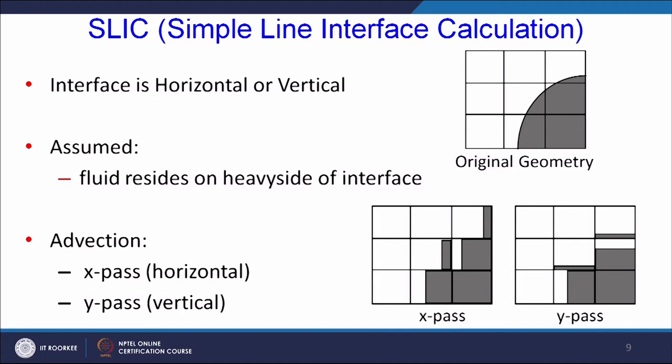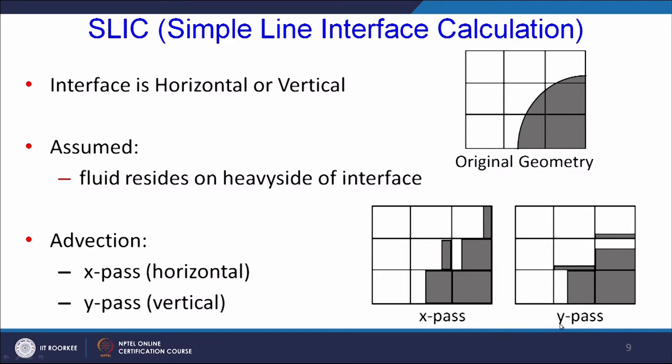Okay, so there are two methodologies in SLIC also. One is called X pass, another one is called Y pass. X pass always considers that you are having an interface perpendicular to the horizontal line. On the other hand, Y pass considers that the interface will always be perpendicular to the vertical line. Okay, so here I have given you one schematic representation of how, using X pass, the interface can be calculated or tracked, and how, using Y pass, the interface can be captured.